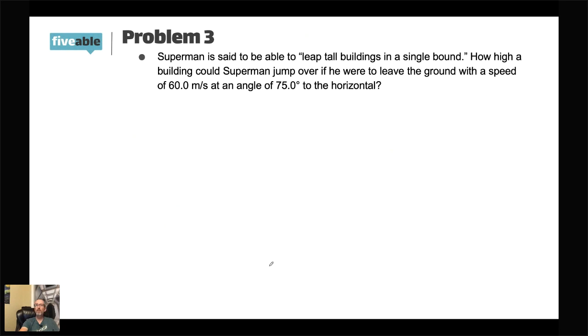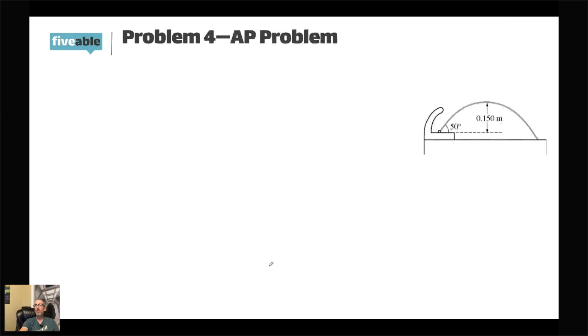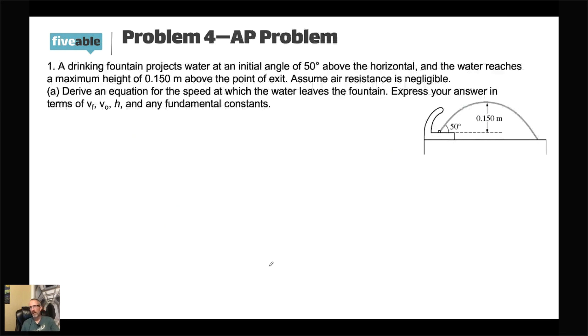I think what we're going to do is skip problem number 3 and go to an AP problem. This is an actual AP problem that was given. This is a drinking fountain, and you'll notice that the drinking fountain projects water at an initial angle of 50 degrees. So this is equal to the angle that we usually use, and we typically use the Greek letter theta to signify that.